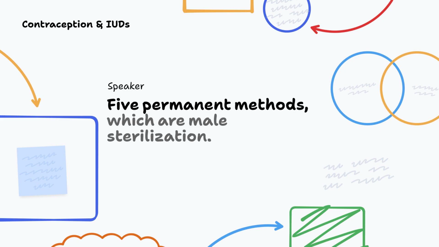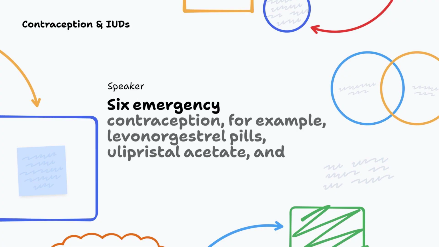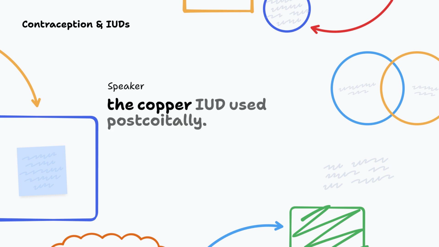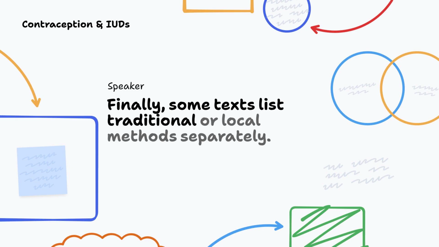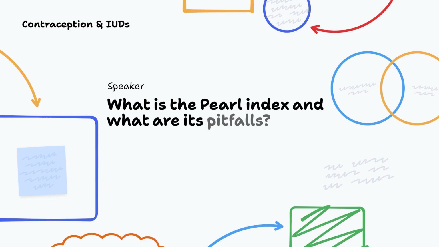5. Permanent methods, which are male sterilization, vasectomy, and female sterilization, tubal ligation. 6. Emergency contraception, for example, levonorgestrel pills, ulipristal acetate, and the copper IUD used postcoitally. Finally, some texts list traditional or local methods separately. Great. Quick exam warm-up. What is the Pearl Index and what are its pitfalls?